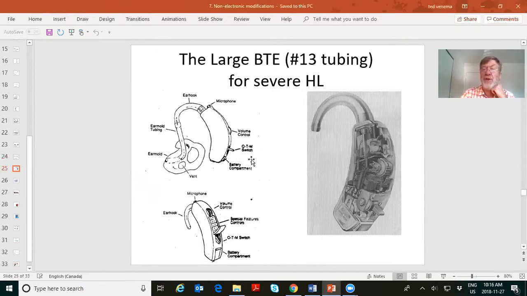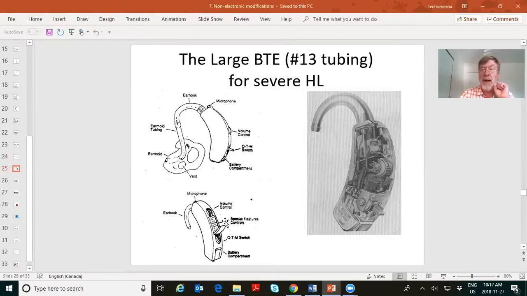They don't want to use off and on because both off and on start with O's. So M is microphone, that means on. O means off. T means telephone mode. You'll learn more about that. Volume control. So those are the pieces and parts.